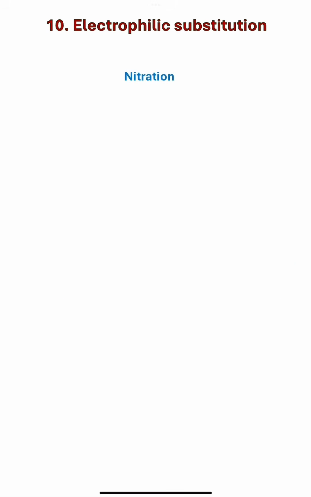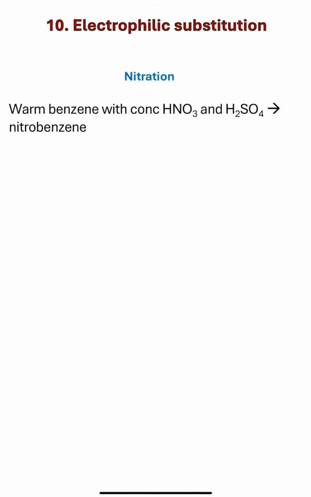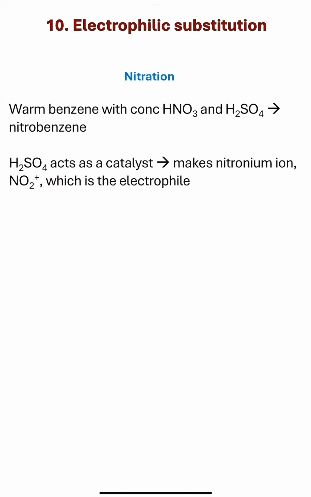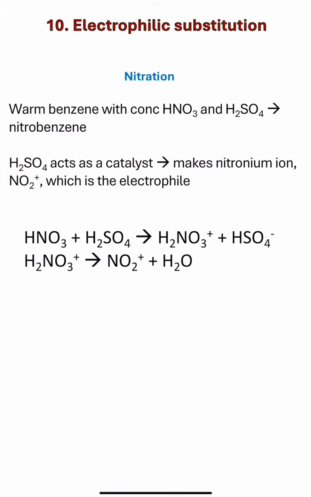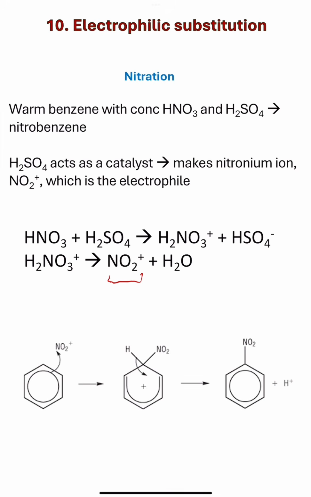The next electrophilic substitution reaction is the nitration. So when you warm benzene with conc nitric and sulfuric acid, that will give you nitrobenzene. The sulfuric acid will act as a catalyst to make the nitronium ion, which is the electrophile in this case. This is the nitronium ion, which is going to act as an electrophile.